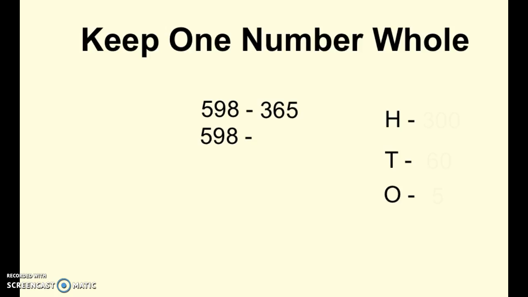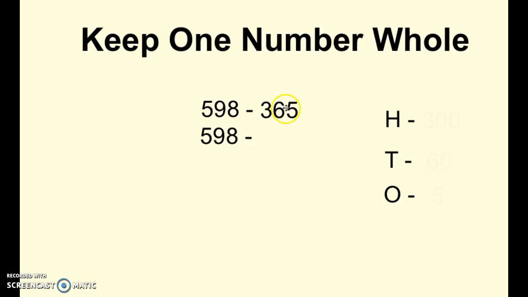The first strategy is where we keep one number whole. When we keep one number whole, we always go for the larger number. So in this case, in 598 minus 365, 598 is the larger number. So I just simply brought down that 598. I have not changed that at all. Then I take a look at my small number, which is 365, and I break it into expanded form.